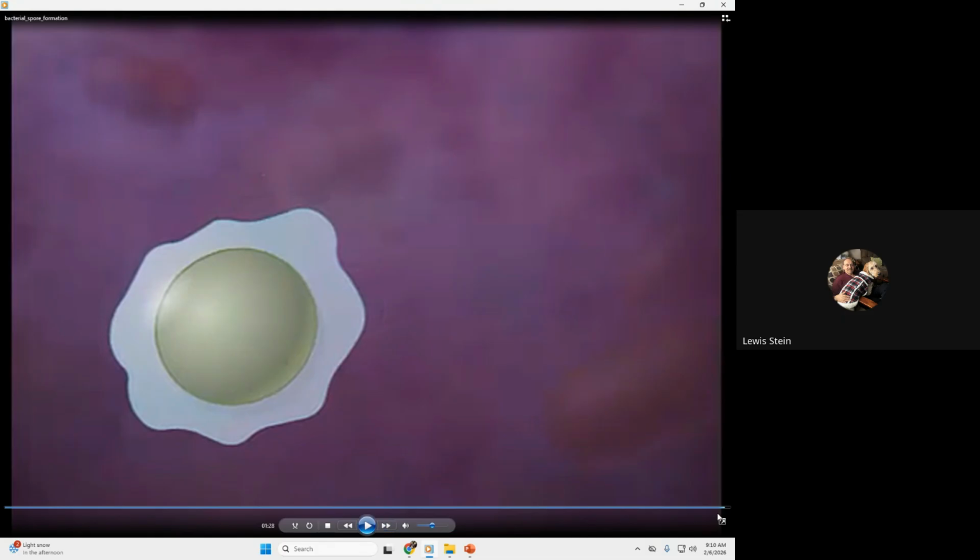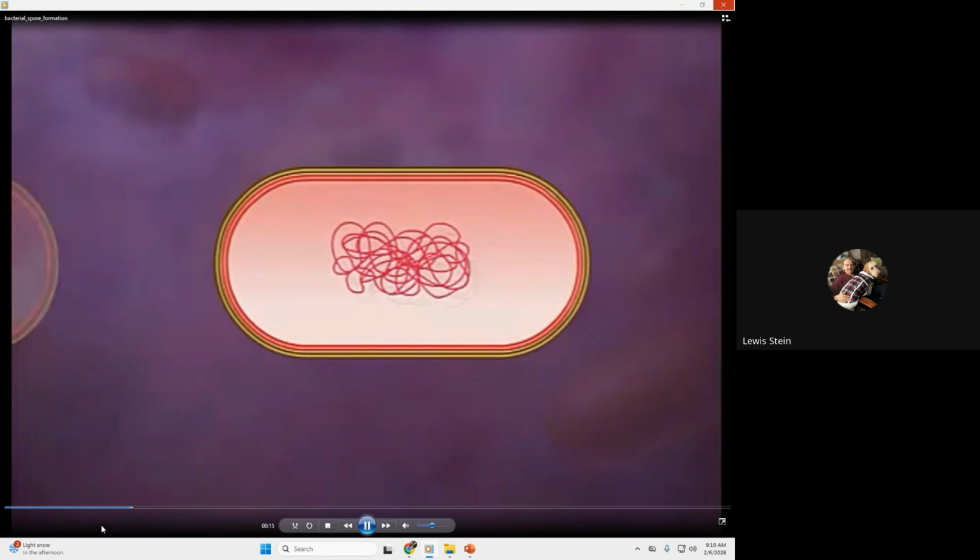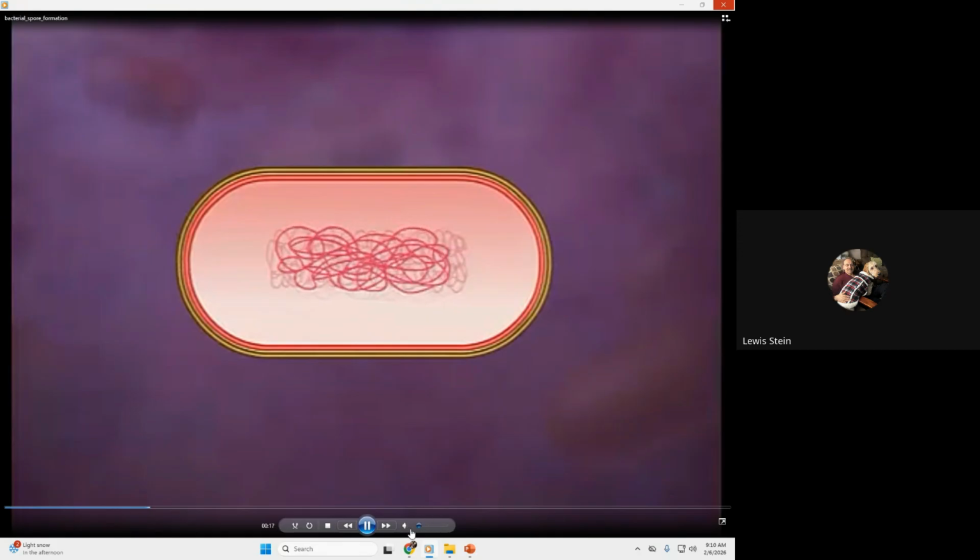See, I could do that. And I'll bring it through this way. So you can do this without sound, if you don't mind. I got to play it. Spore formation is initiated. Just be quiet.